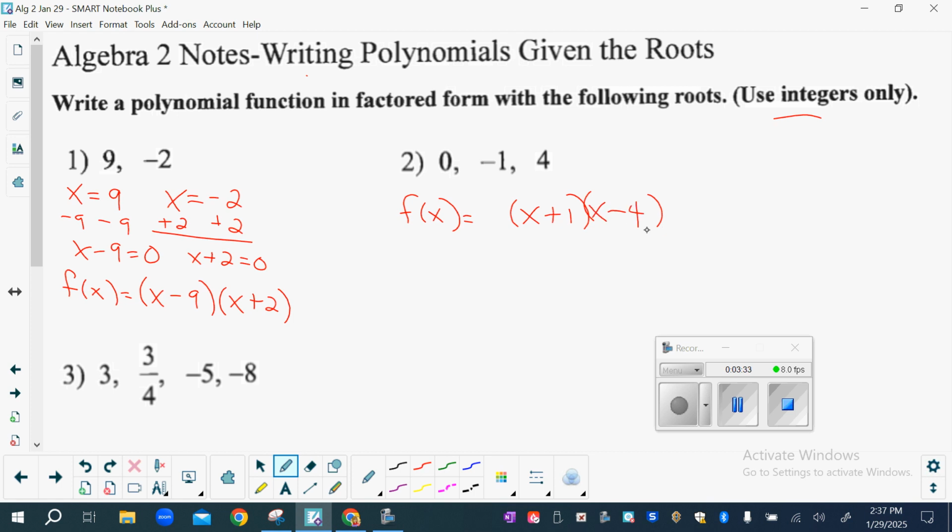Okay, so we haven't done one with just a 0. So what would the factor be for just 0? 0. So our factored form would be x times x plus 1 times x minus 4. Not too bad. Okay, so now we've got one that has a fraction, and we can't have fraction coefficients.